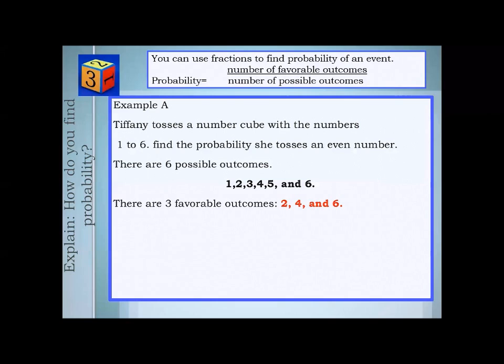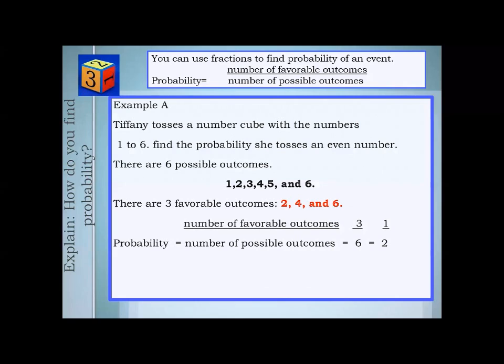Now, there are 3 favorable outcomes. 2, 4, and 6. Now, why are those favorable? Well, the question was that we had to find the probability that she tossed an even number. And the even numbers are 2, 4, and 6.